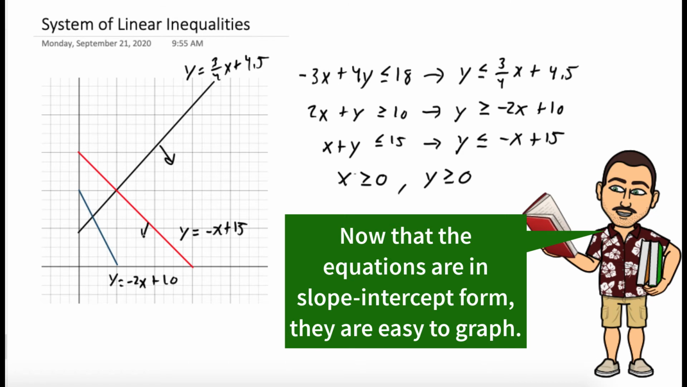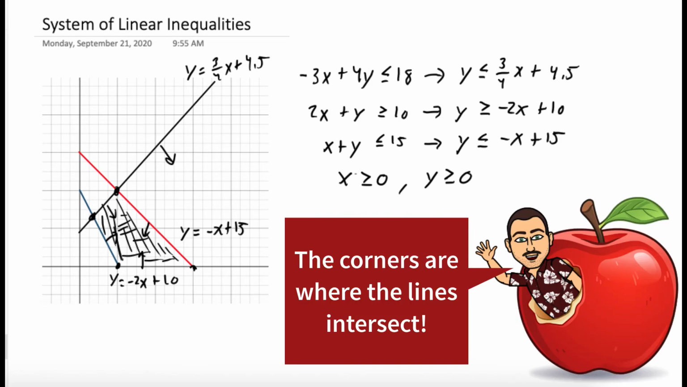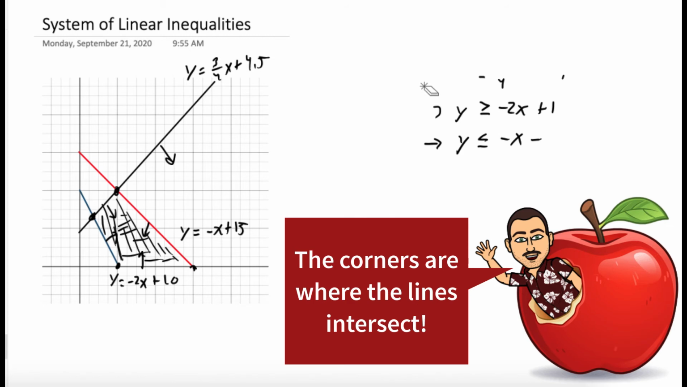I didn't label those. We're going to shade below this black line because we have a less than or equal to. Below the red line, less than or equal to. Above the blue line, and above the line y equals 0. So here's our region. Right? We decide below and above based on the inequalities. Less than means below, greater than means above. And our region has 4 corners. So now we have to find what points are the corners.